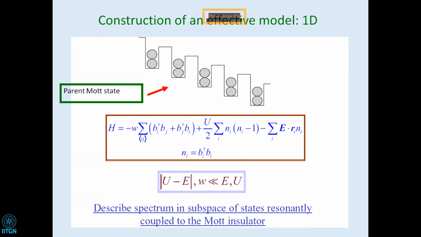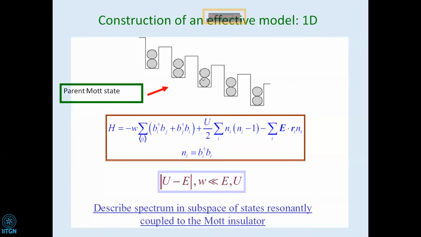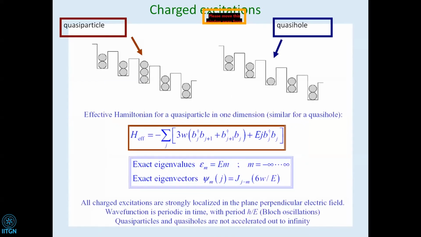Any other questions? Okay, if not, let me just get into this. To solve this problem, the idea is that since I have a metastable state, I want to find out how to describe this system in the regime where E and U are both large, but U minus E could be small and W is small. So we want to construct an effective Hamiltonian which describes the low energy physics of this system.